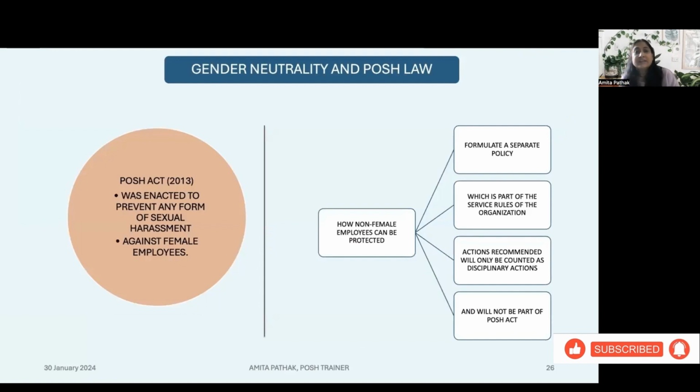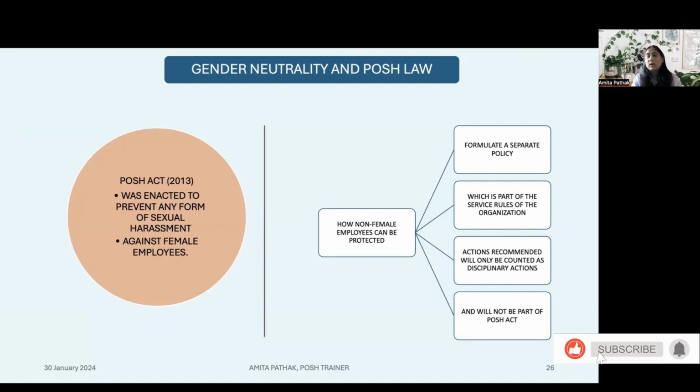Gender neutrality and POSH law. Dear friends, the POSH law was enacted to prevent any form of sexual harassment against female employees. But if the sexual harassment law is for female employees, it never means that there is no sexual harassment in the organization for other genders. How can we create a gender neutrality policy? POSH Act is not gender neutral. So how can non-female employees be protected?